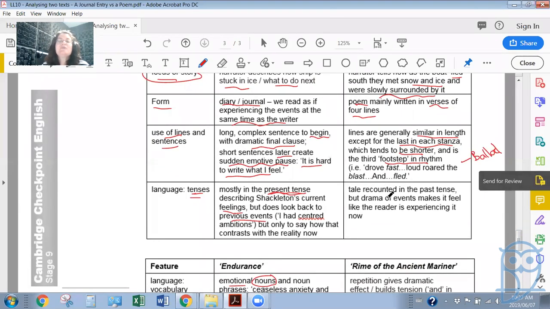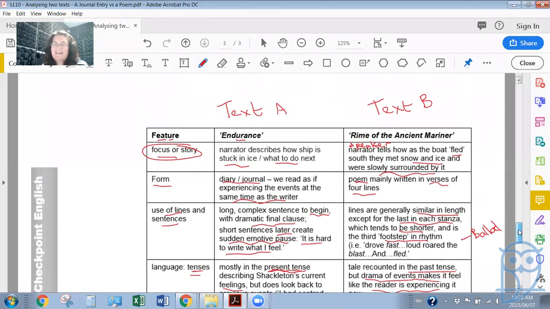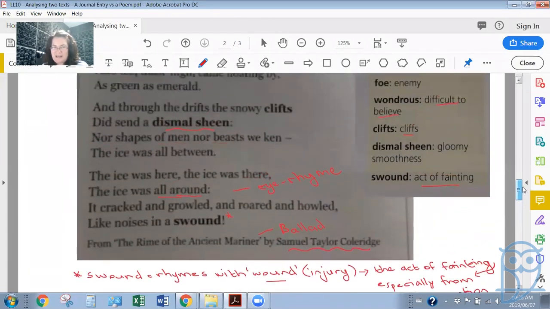Now, the tale is recounted in the past tense, because remember, we said this was a mariner, an old sailor, an ancient mariner, who stopped a wedding guest from going into a wedding because he had to tell him this tale, a tale of something he'd experienced. And that is why it is recounted in the past tense. This is what happened then. But the drama of the events makes it feel like the reader is experiencing it now. So that's quite interesting, that the poem can do, in a way, what the journal is doing, that experience.